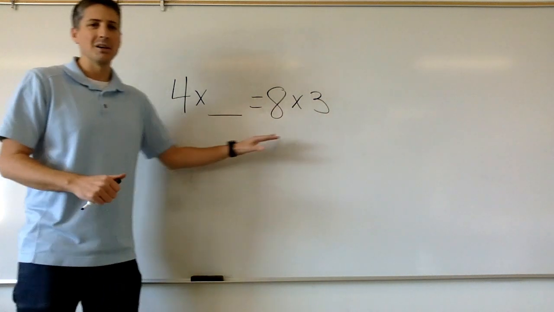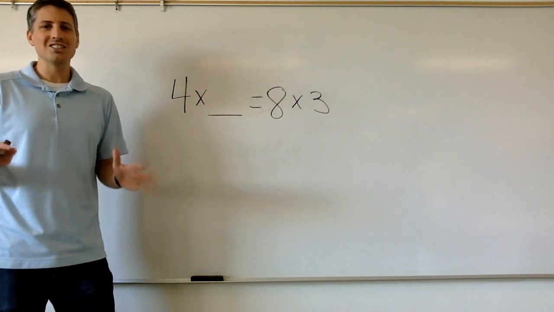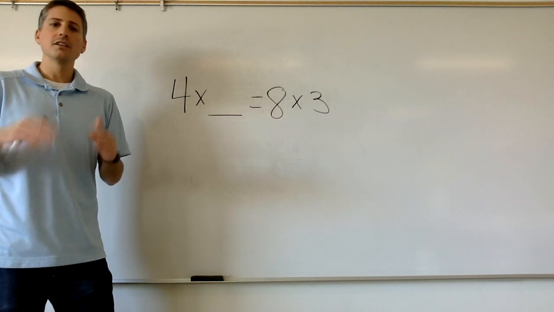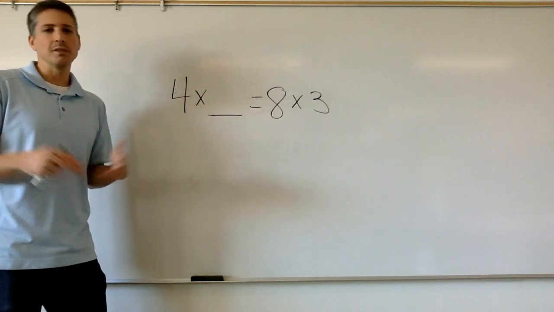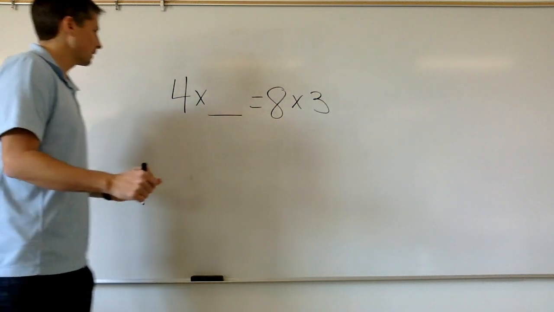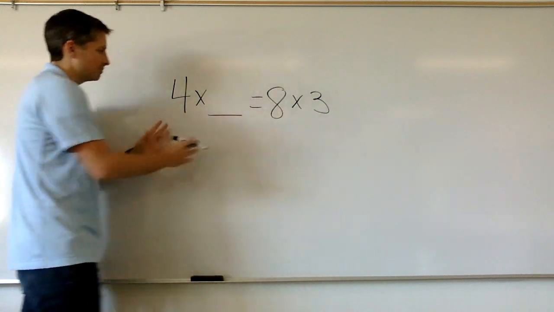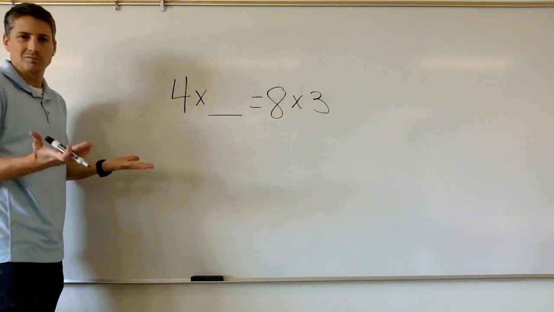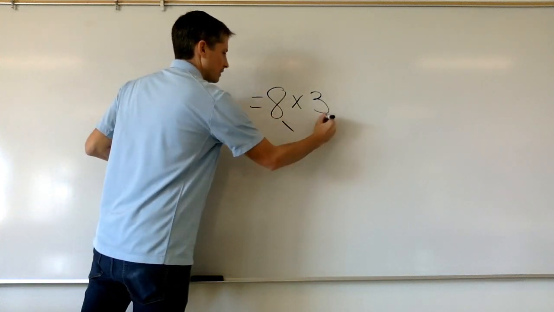Now, I know this is a pretty tough concept, but I think everybody is doing such a nice job working hard, staying positive, and really just trying to understand this. And it's okay if you don't understand it 100% right now. That's fine. So I'm going to look at both sides of my equation, 4 times blank. I don't really know how to solve that right now. But I do know how to solve 8 times 3. So I'm going to start with this side.